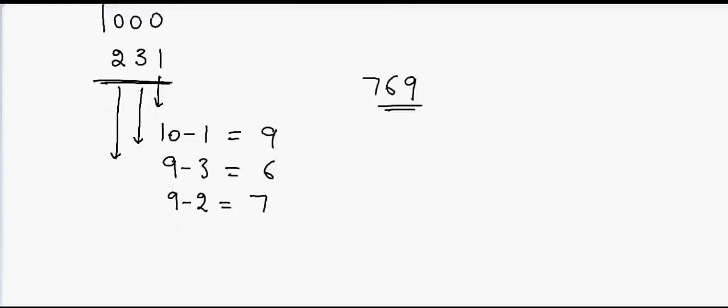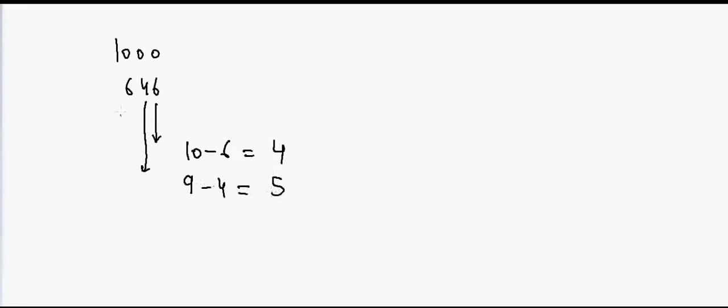Again, if I have 1000 minus 646, in that case I'll take the 6. 10 minus 6 is 4, then I take the 4. So 9 minus 4 is equal to 5, and then I take the 6. So 9 minus 6 is equal to 3. So the answer is 354. This method can be very helpful in an exam or in day-to-day calculation.